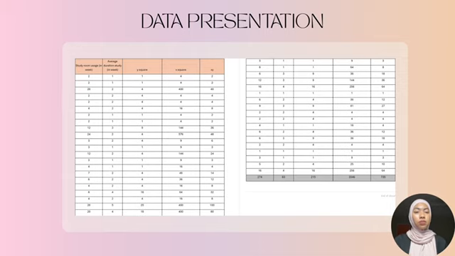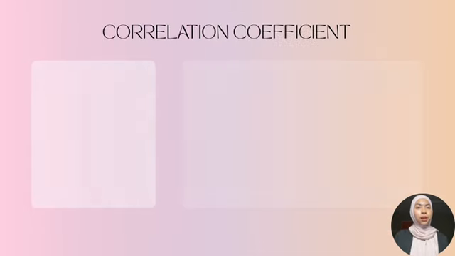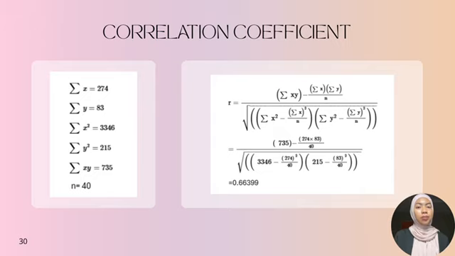These values are used for further calculation. Based on data collected, the sum of X is 274, the sum of Y is 83, the sum of X squared is 3346, the sum of Y squared is 215, the sum of XY is 735. So the total number of data N is 40. These values are substituted into the correlation coefficient formula.